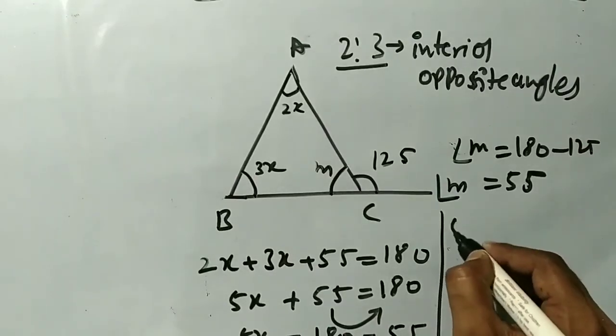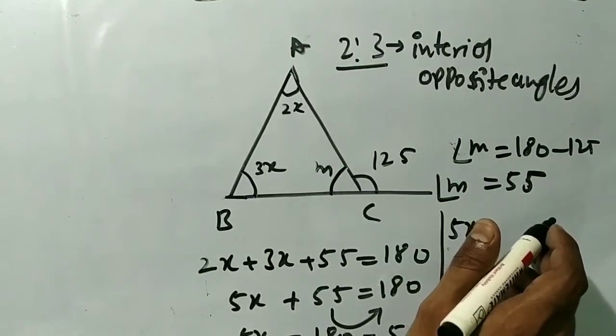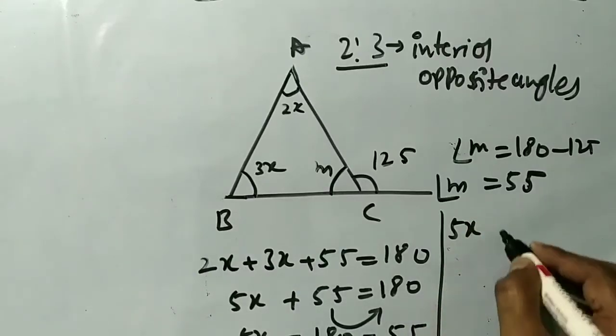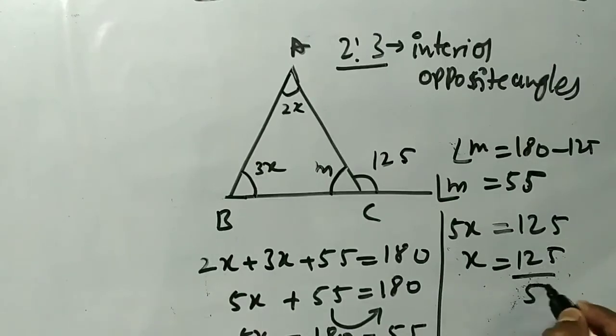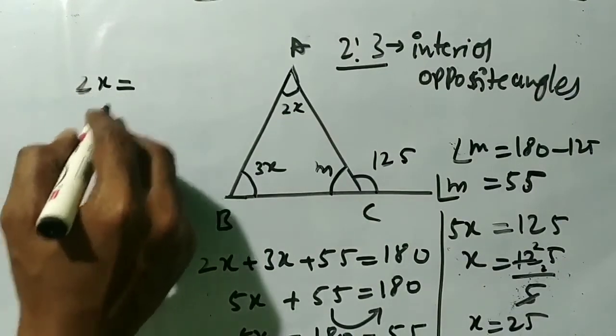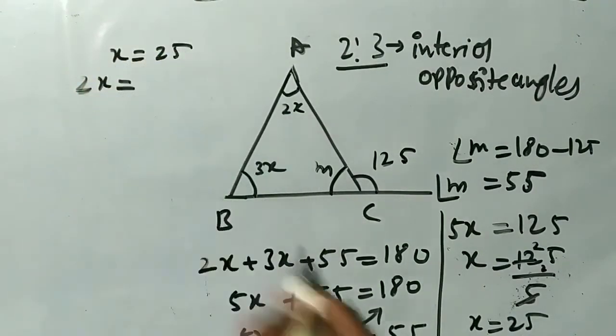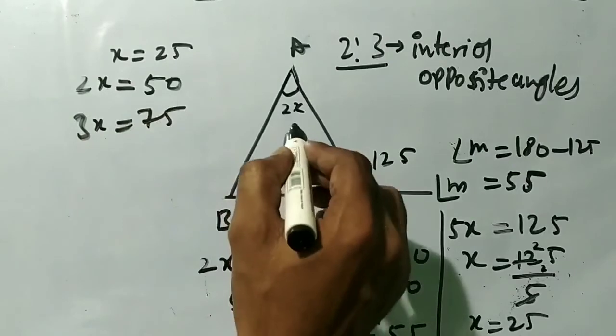So 5x is equal to 180 minus 55, that is 125. x is equal to 125 by 5. 5 2s are 10, we can do the division also. x is equal to 25. So we got 2x is equal to 50 and 3x is equal to 75. This is 50, this is 75.